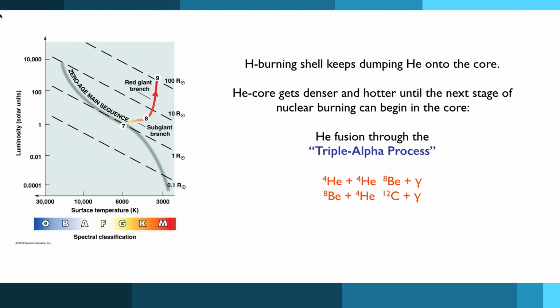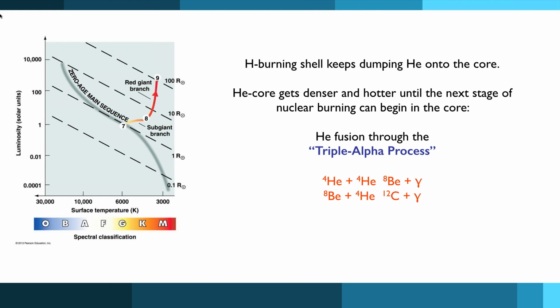So at this stage, we say that the core has become something called electron degenerate, and it no longer behaves like an ideal gas. So it acts more like a liquid, which means that it's able to heat up without expanding. So in other words, that self-regulating mechanism that keeps main sequence stars so stable is now turned off because it's become electron degenerate.